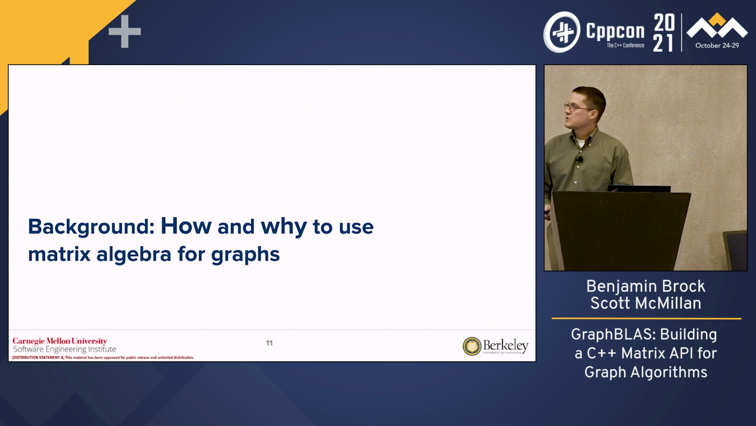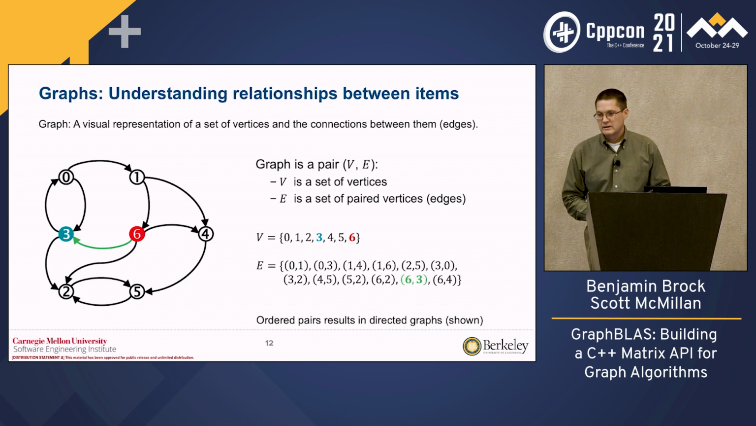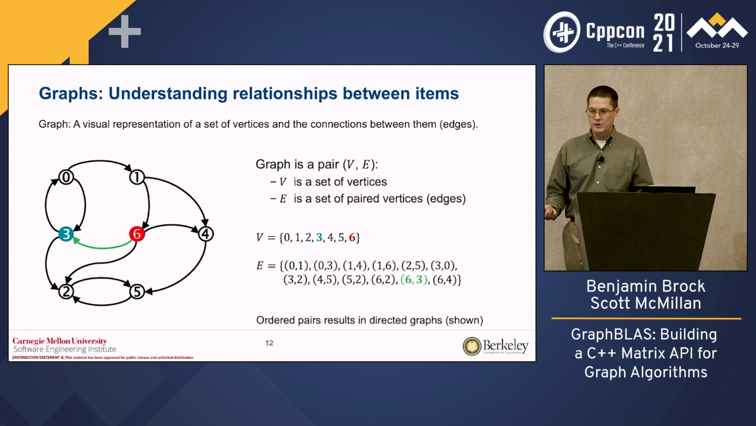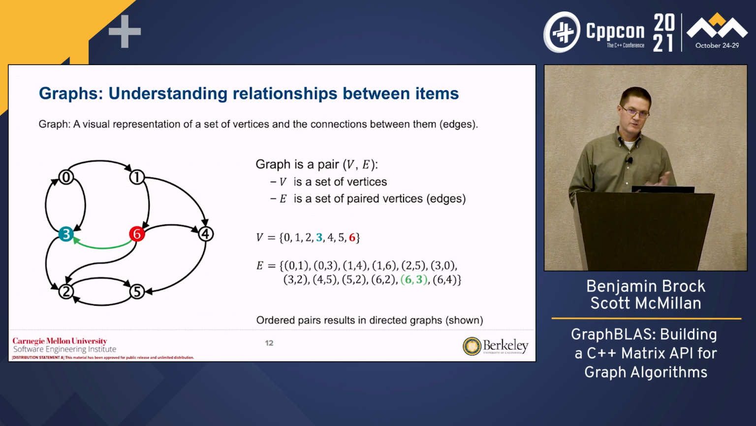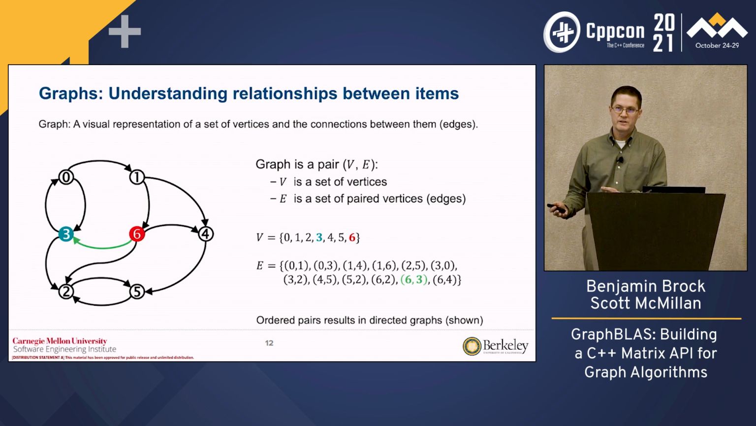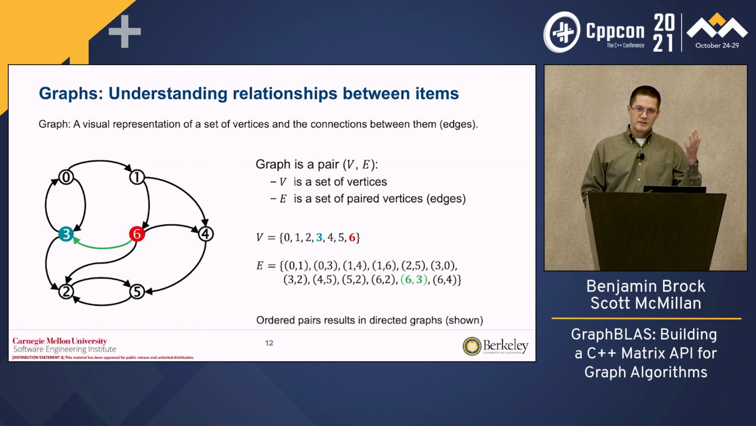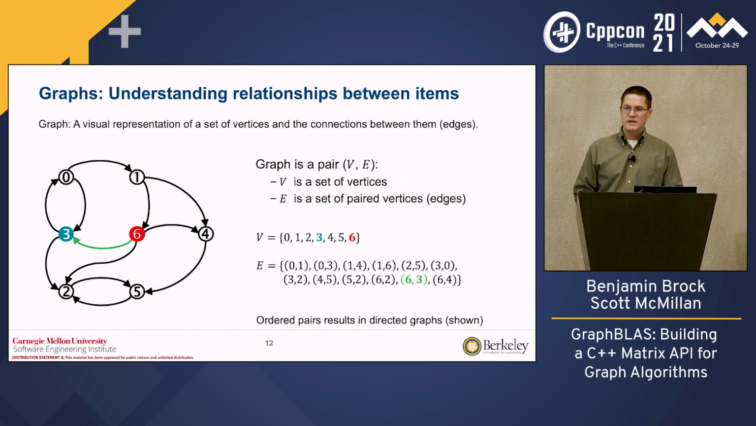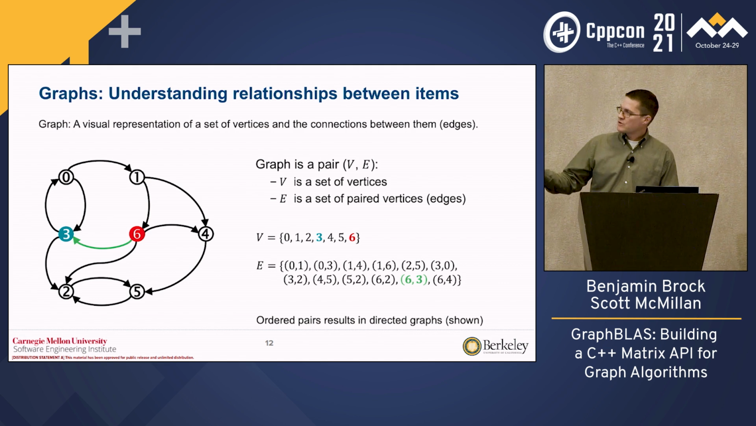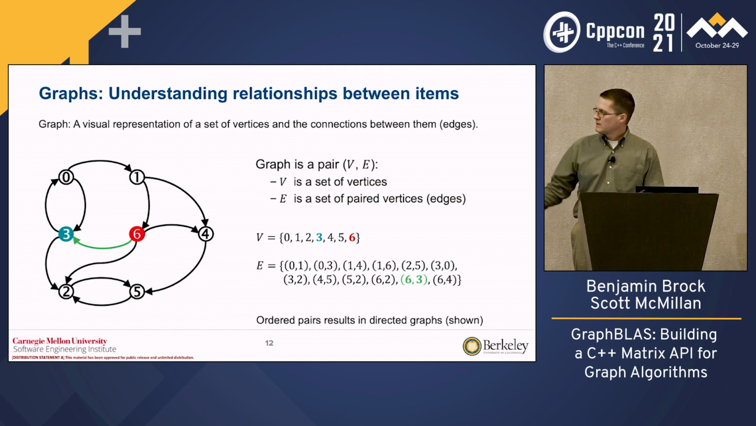So how and why to use matrix algebra for graphs? For those of you who don't know what a graph is, it's basically a set of nodes or vertices connected by edges to represent relationships or whatever. Mathematically, it is two sets, a set of indices, often integers, and then a set of ordered pairs for the edges. So in a directed graph, the first index is the source of the edge, the second index is the destination of the edge. And you can see here, we have one edge going from 6 to 3 in green. It's represented by the ordered pair 6, 3.